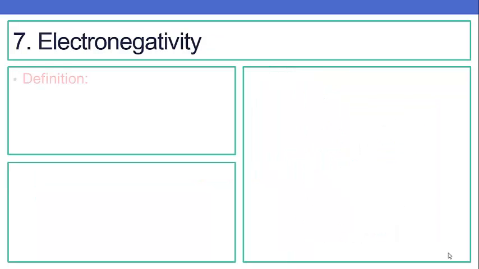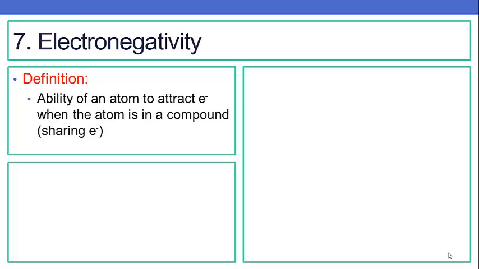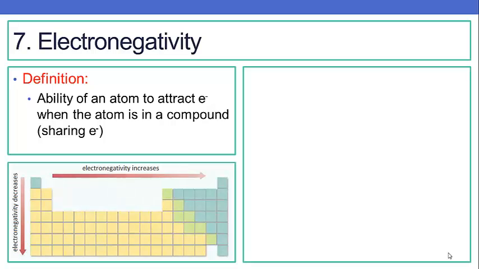So electronegativity. This is how well an atom attracts electrons whenever it's in a compound. So if you have 2 atoms in a compound and one of them is better at attracting electrons, that one is going to have higher electronegativity.